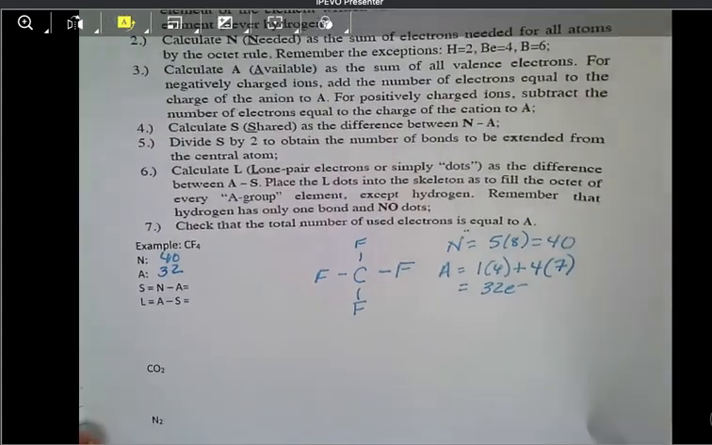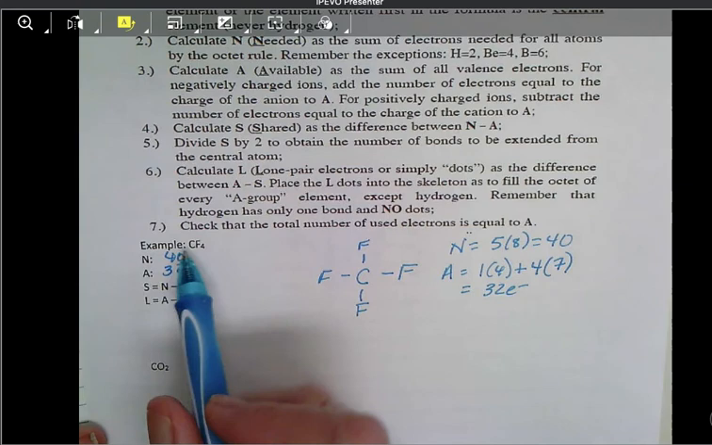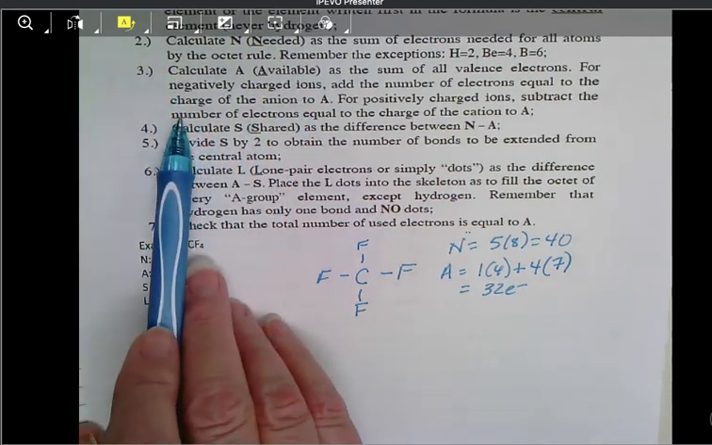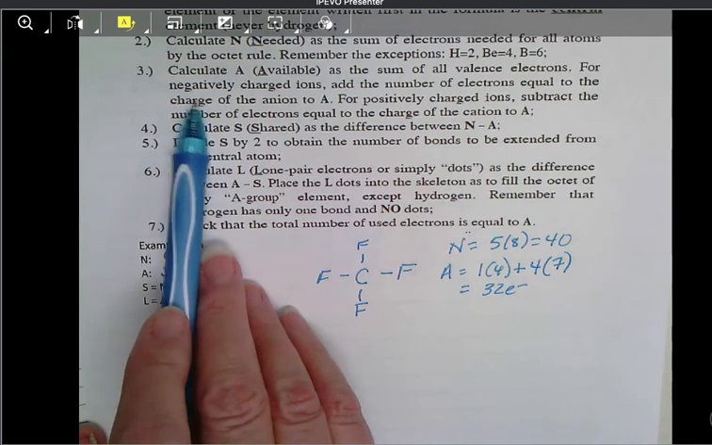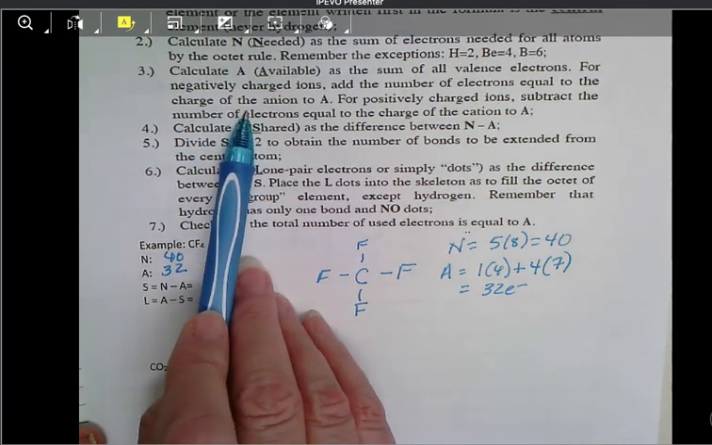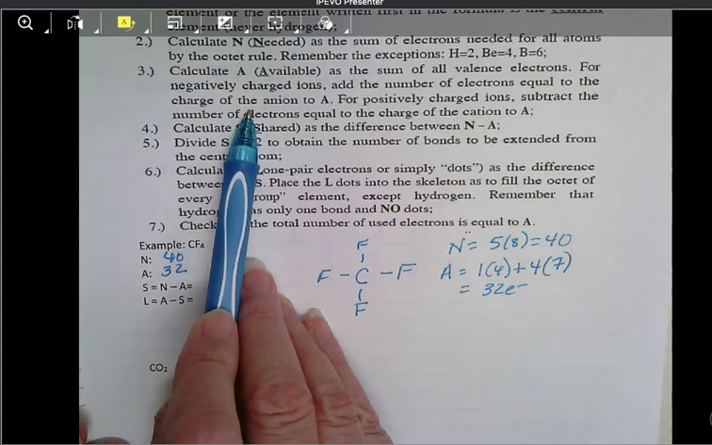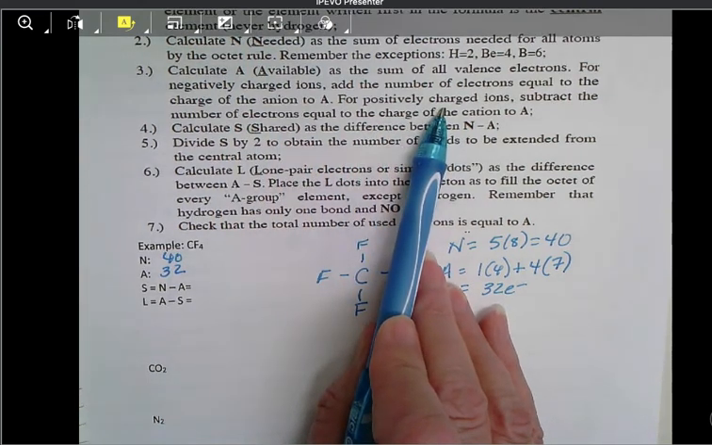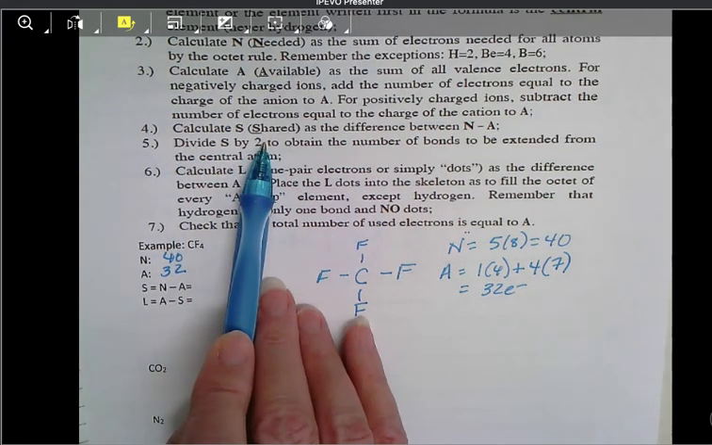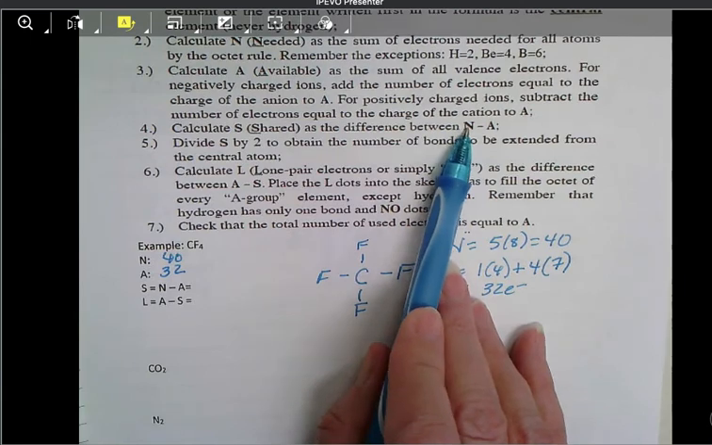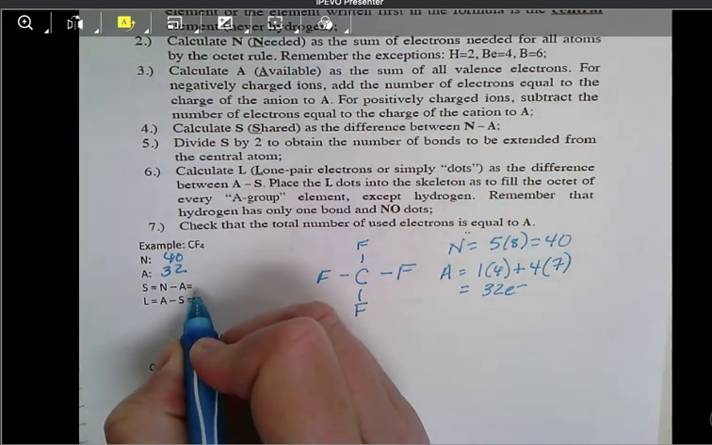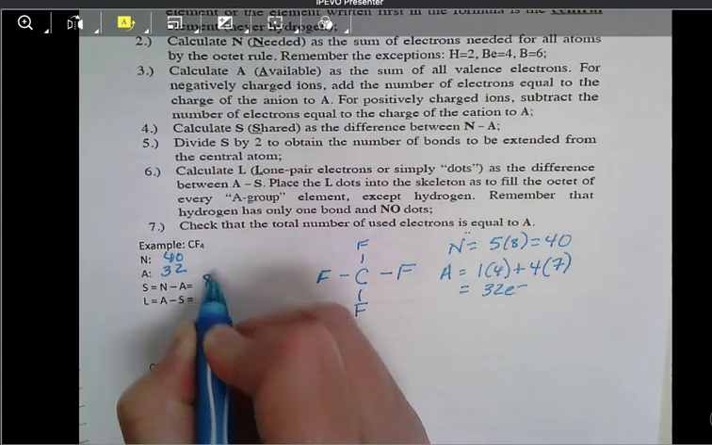Okay. So, calculate the available. We just did that. If it has a charge, if it's negative, you're going to add in electrons equal to that charge. If it's positive, you're going to subtract out electrons equal to that charge. Calculate the shared. This is the difference, N minus A. So N minus A is going to be 8.